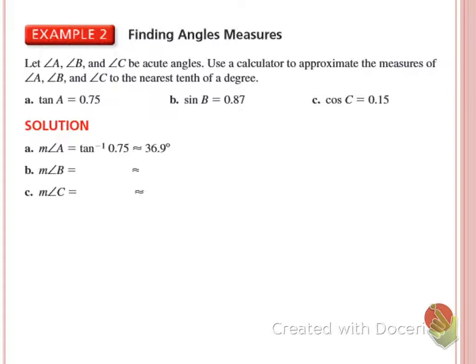Second one, we have sine of angle B equals 0.87. So again, to get rid of sine, we have to use the inverse of sine, which is technically called arcsine. So shift sine of 0.87. What do we get to the nearest tenth? 60.5.